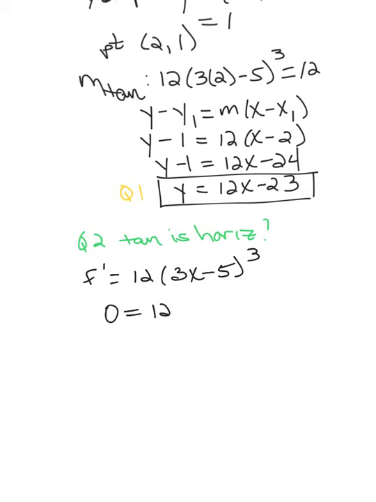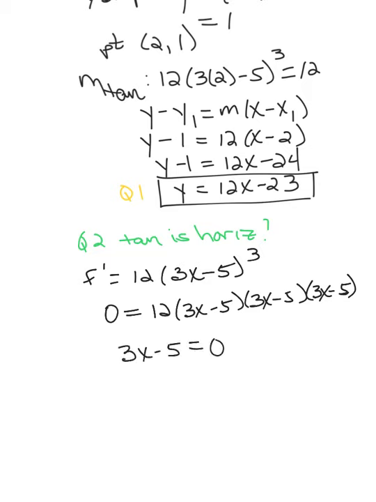Well, 3x minus 5 to the third, remember, is the same thing as multiplying it 3 times. So we really only have one quantity to solve, and that is 3x minus 5. So set 3x minus 5 equal to 0 and solve that: you're going to get 3x equals 5, x equals 5/3.